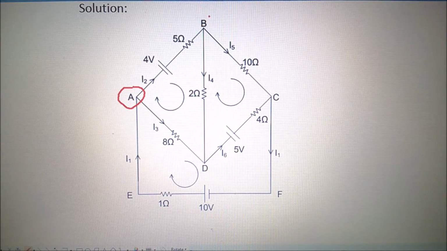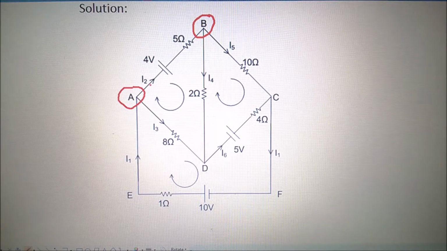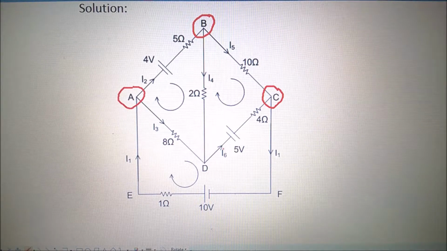Similarly, I apply Kirchhoff's current law at junction B, and here I2 is incoming, and I4 and I5 are outgoing. Therefore, we get the equation I2 is equal to I4 plus I5. Now, similarly, if I apply Kirchhoff's current law at junction C, you can see I6 is incoming, I5 is incoming, and I1 is outgoing. Therefore, we get the equation I1 equals I5 plus I6.